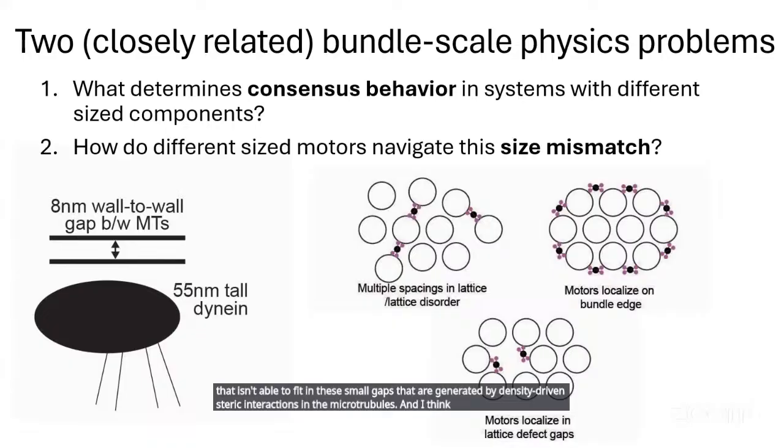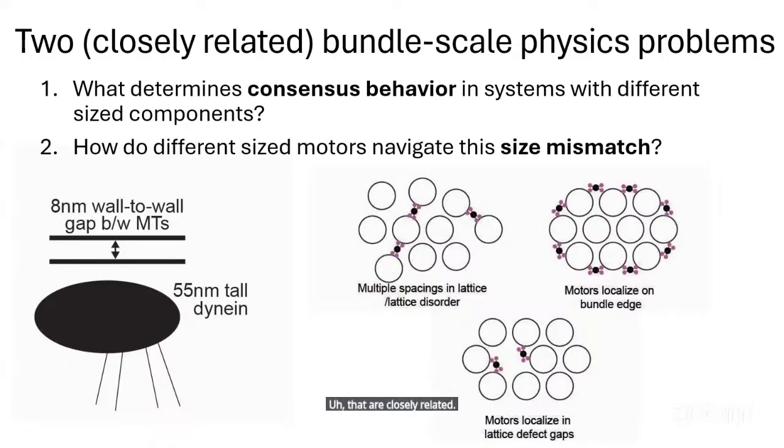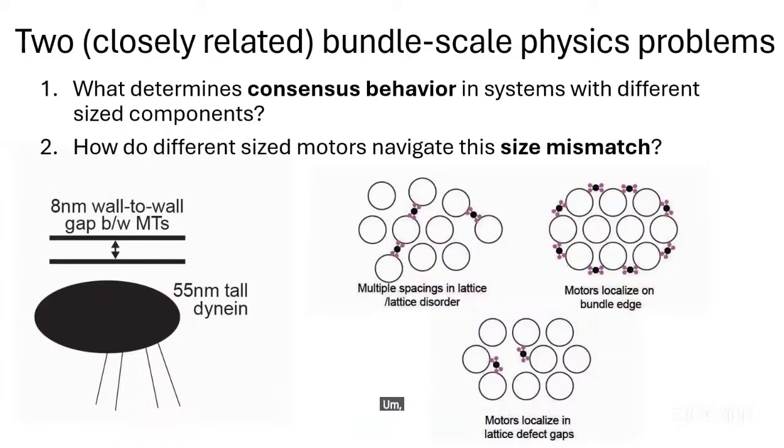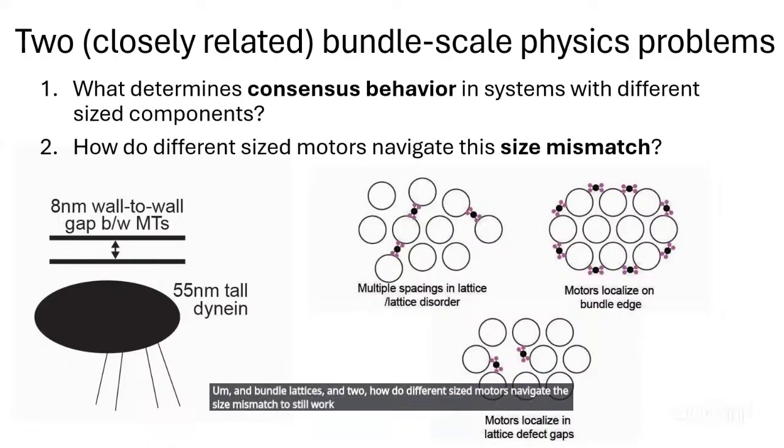And I think this raises two core questions of organization that are closely related. One, what determines the consensus behavior in these systems with different sized components when we see a single spacing in bundle lattices? And two, how do different size motors navigate the size mismatch to still work cooperatively?